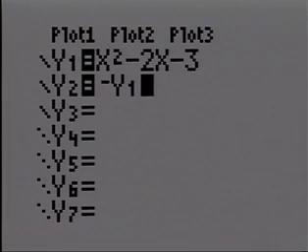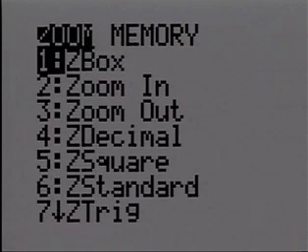Let's go ahead and use a standard window and see how this looks. So we're going to zoom 6, and there's the original function, and there's that function reflected about the x-axis. Notice that it contains the same x-intercepts. You could even say that that one is upside down from the first.